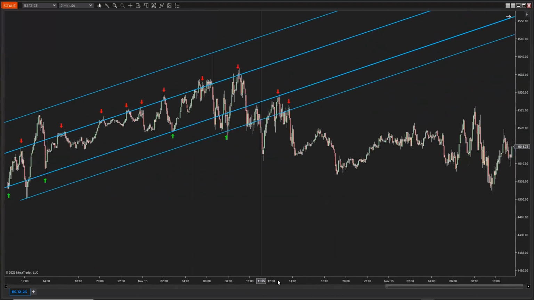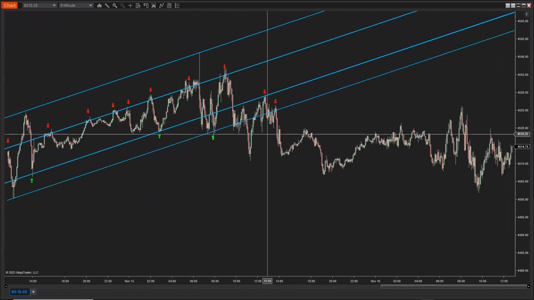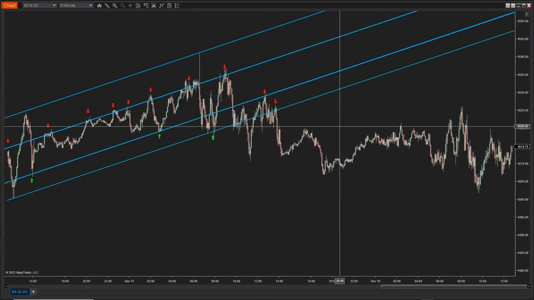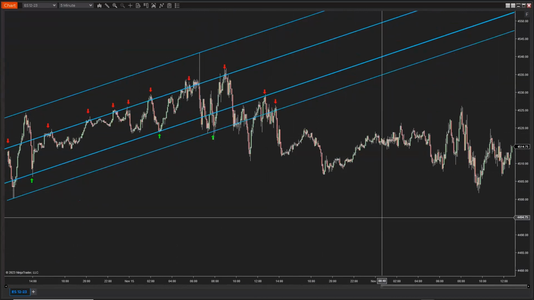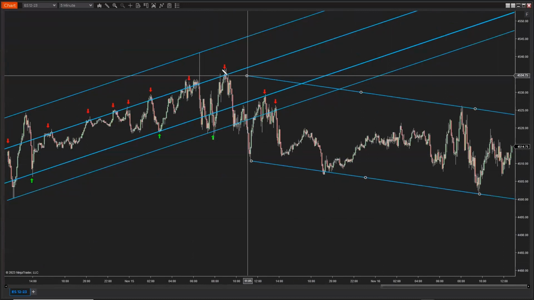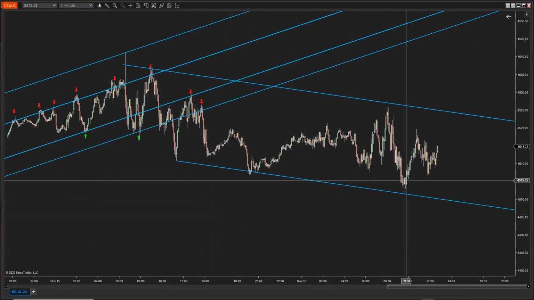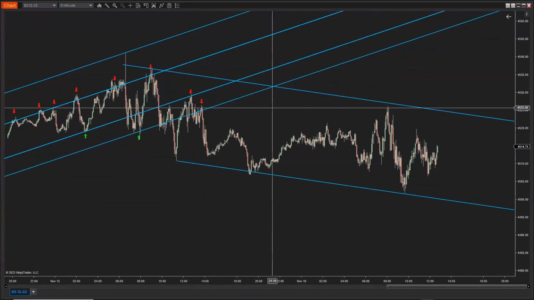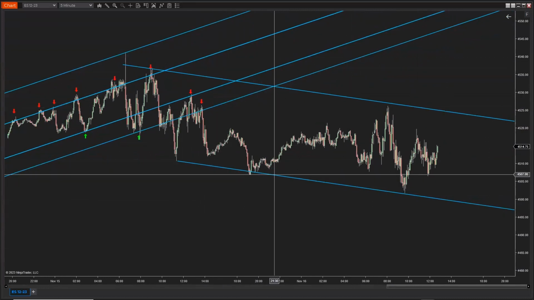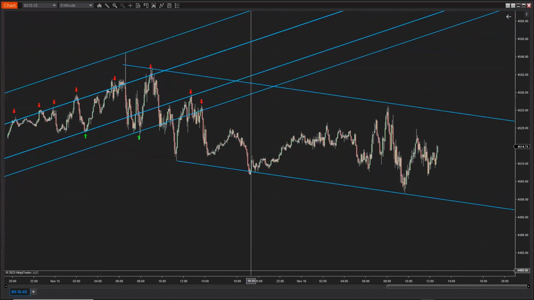This is literally the last 2 days of ES data. There's actually an excellent channel right here that we could draw, which I don't think I will take the time for, just due to time constraints. But it happens all the time. So if you practice it, it becomes very useful. It does take a lot of practice, but it's powerful. And it works on any market.